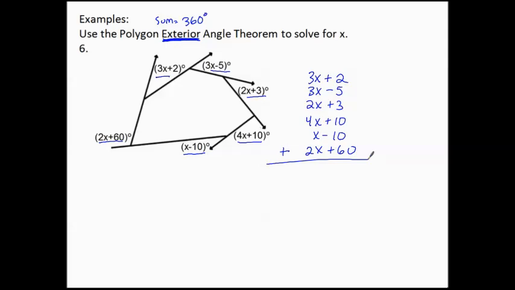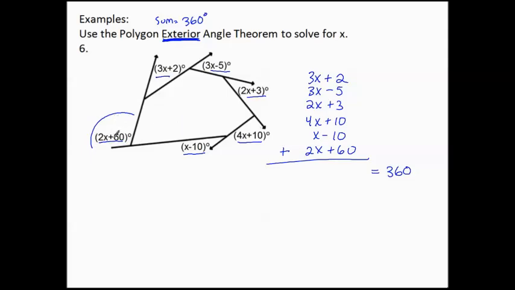Add them, and they're supposed to equal 360 degrees. Now, what if the directions didn't say, use the polygon exterior angle theorem? I still know that I'm supposed to add them to make 360 because these are exterior angles. They're outside of the polygon, outside.